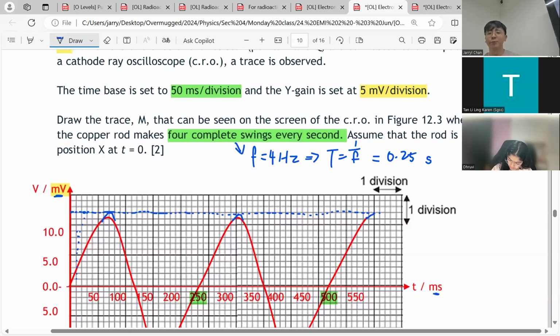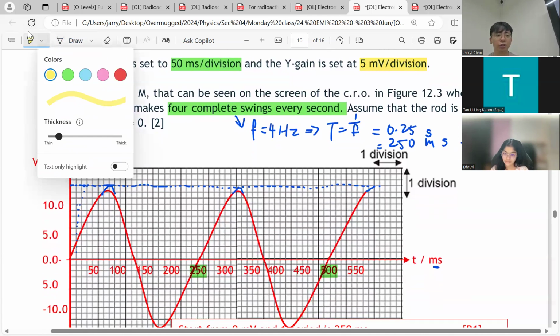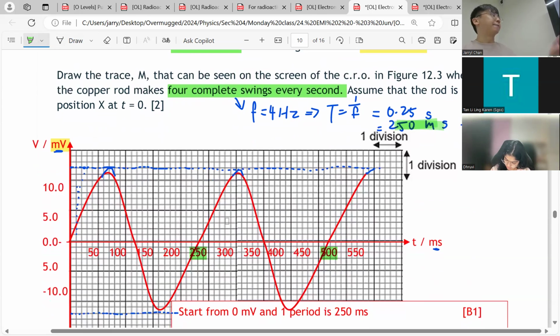0.25 seconds. When I put it in milliseconds, 250 milliseconds. That's why in the green color portion, the green highlighted stuff on the graph, we are putting 250. So every cycle should end at 250.